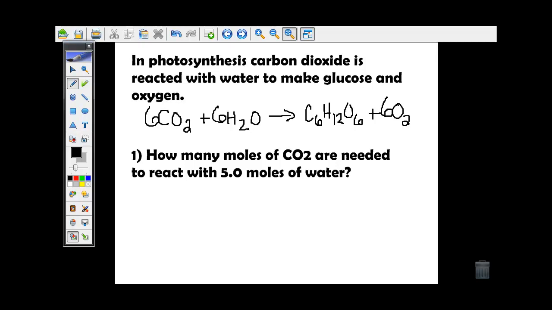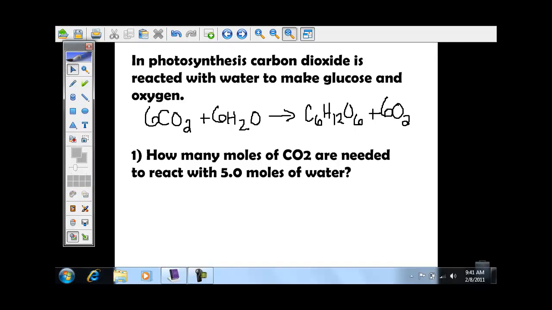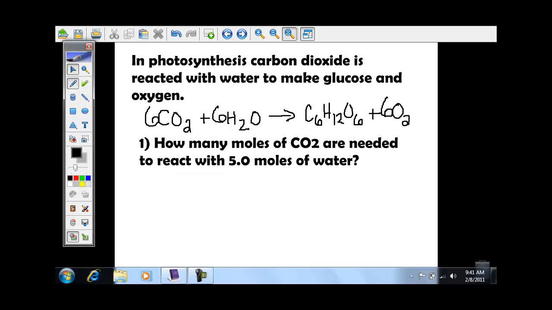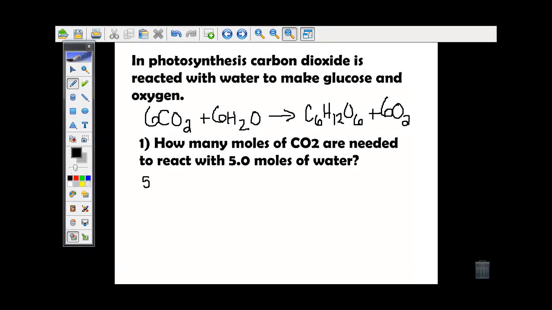Now, let's look at number 1. How many moles of CO2 are needed to react with 5 moles of water? Now, a lot of you can do this problem in your head. That's great, but we need to write it out. So we're going to do this the same way we've always done problems. We're going to write what's given.